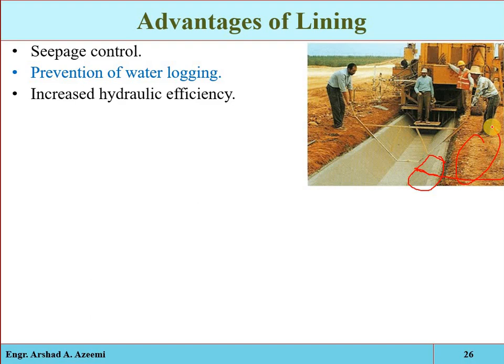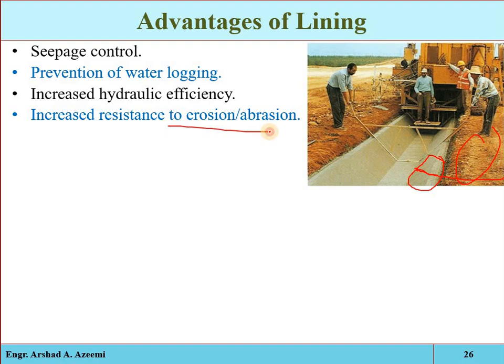Also, lining increases the hydraulic efficiency. If the losses are reduced, then the maximum amount of the water entering at the head of the canal will be available at the outlet point. So the conveyance efficiency, the transportation efficiency, will be improved. It also increases the resistance to erosion and abrasion. In an unlined canal there are more chances of erosion, so when you line an irrigation canal, there will be more resistance.